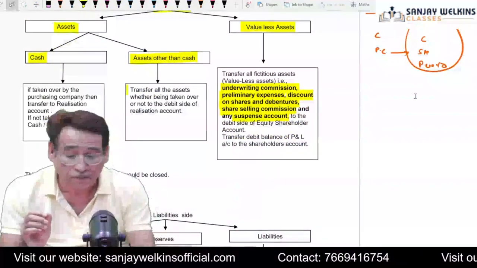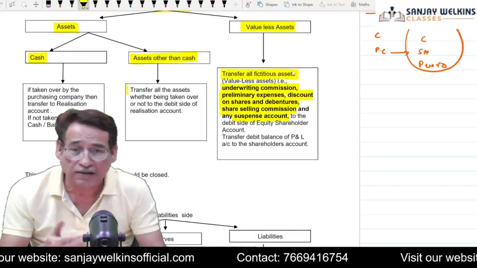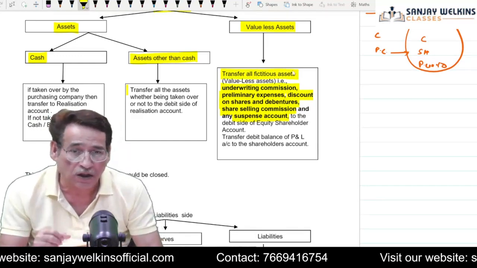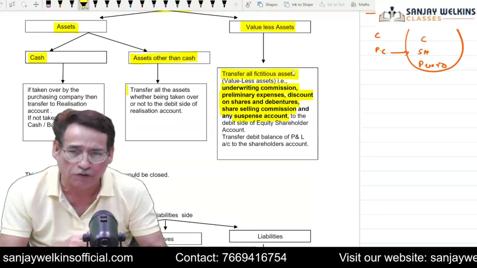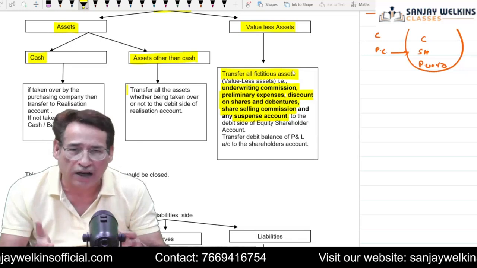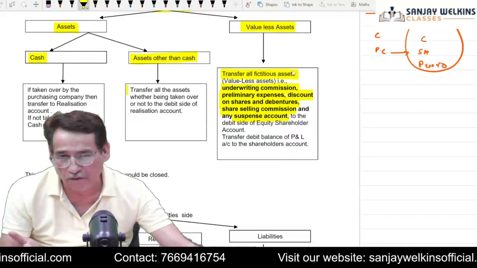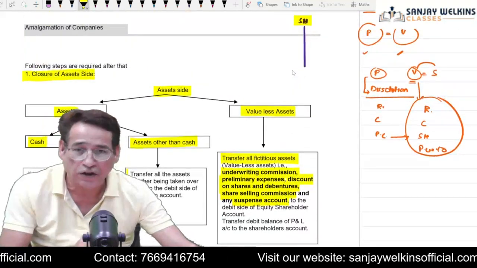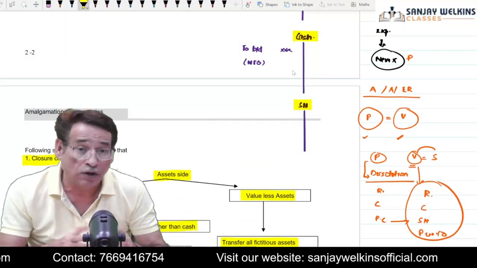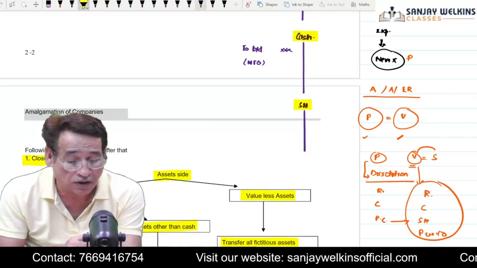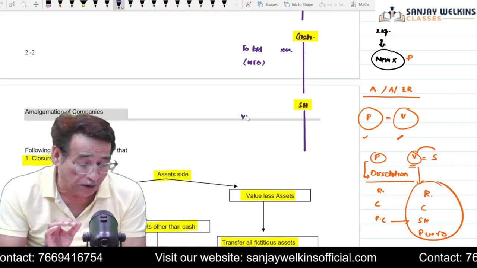Now, besides that, as far as valueless assets are concerned, like underwriting commission, discounts, share selling expense, advertisement suspense account, etc., or any debit balance in the profit and loss account, all these are considered combinedly as valueless assets. No entity is going to take your losses. These assets can never be taken over. So these are losses, and it is the bounden duty of the owners to bear the losses, and shareholders are the owners.